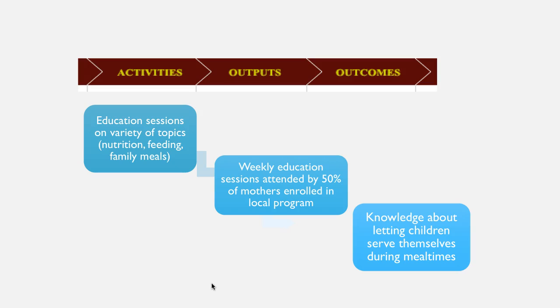What we expect, and I was specific in this outcome, was knowledge about letting children serve themselves during meal times, during a family meal. A medium-term outcome may be not just knowledge about letting children serve themselves during meal times, but actually having children do that. And in the long term, children ultimately learn about portion size and learn to put on their plates what they will eat. Healthier children.